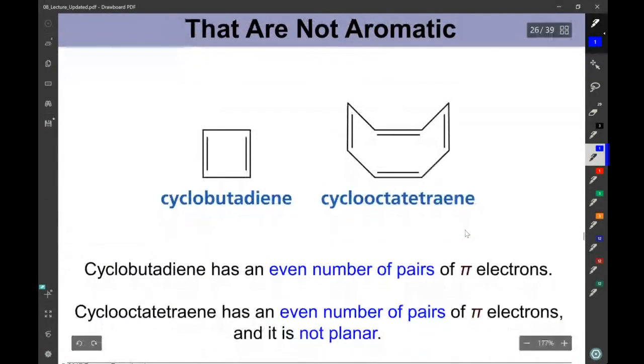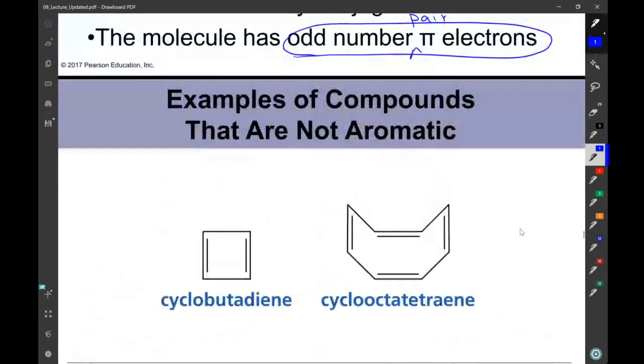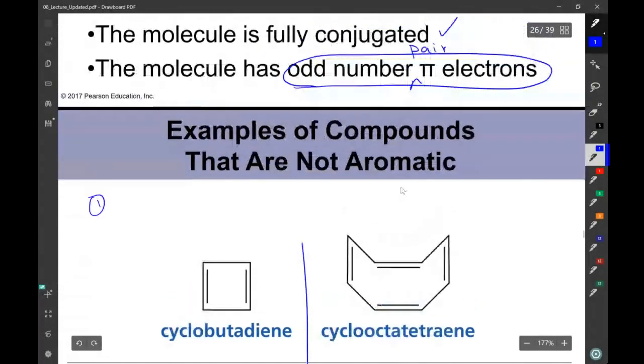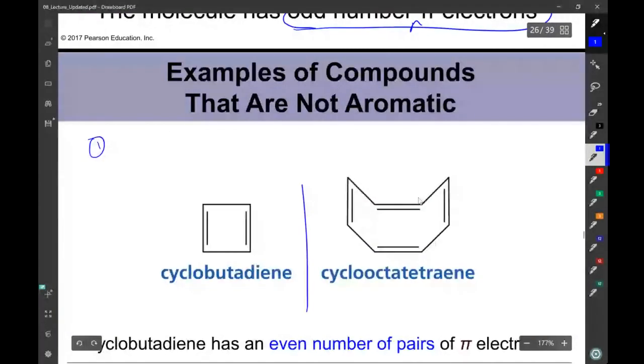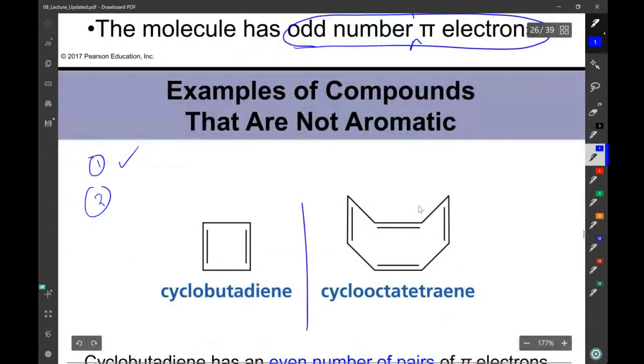Now, these are some examples of molecules that we'll check to see if they are aromatic or not. Let's follow the criteria for aromaticity here. Let's look at the first molecule, cyclobutadiene. Rule number 1, the molecule is cyclic. Check. Rule number 2, the molecule is planar. This carbon is sp2, this carbon is sp2, this carbon is sp2, this carbon is sp2. All the carbons are sp2. Check.